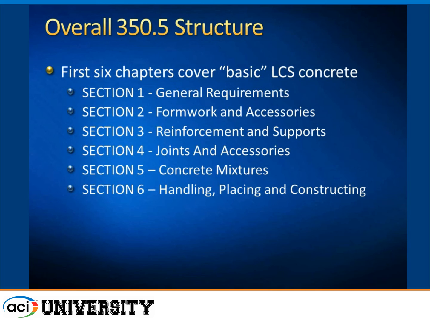Those of you familiar with 301, you'll see that the first, I think it's only the first 5 chapters are the basic parts of what we're doing in liquid containing structures. The general requirements, formwork, reinforcement. This one's a little different, joints and accessories. When I get called in to evaluate a job, one of the first things that I look at is were the joints properly executed. Leakage happens all over the place, but not properly detailing, specifying, or building the joint, a movement joint, can be a distinct problem in getting a tank to be serviceable liquid tight.